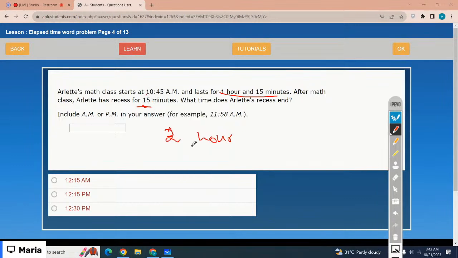No, that is 1 hour 15 minutes and 15 minutes. That is 1 hour 30 minutes, not 2 hours. So from 10:45, move forward 1 hour 30 minutes. 10:45 and 1 hour is 11:45, and 11:45 plus 30 minutes would be 12:15 p.m.